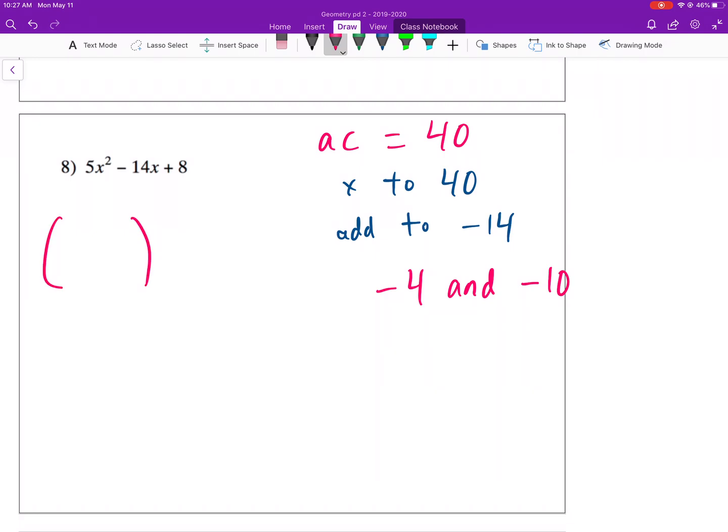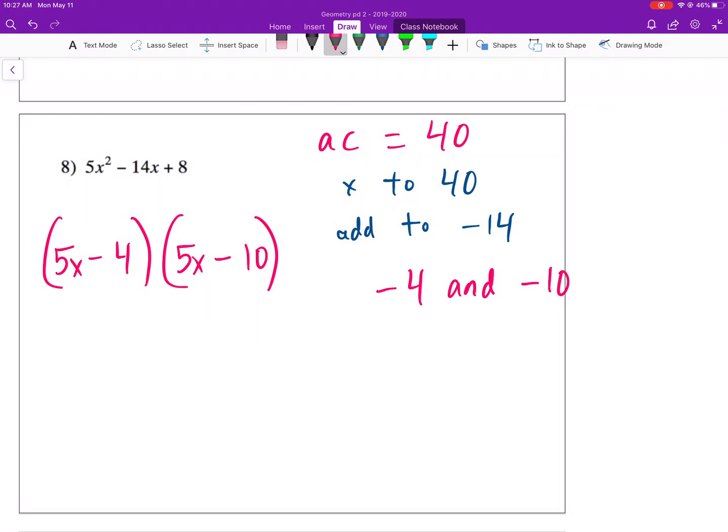So you have your two binomials, -4 and -10. Now, once again, we're not going to write x in front. We're going to write what in front? Is it 2x, 3x, 4x, 5x, 6x? It should be 5x. It's just the a value in front. Alright, so 5x and 5x.